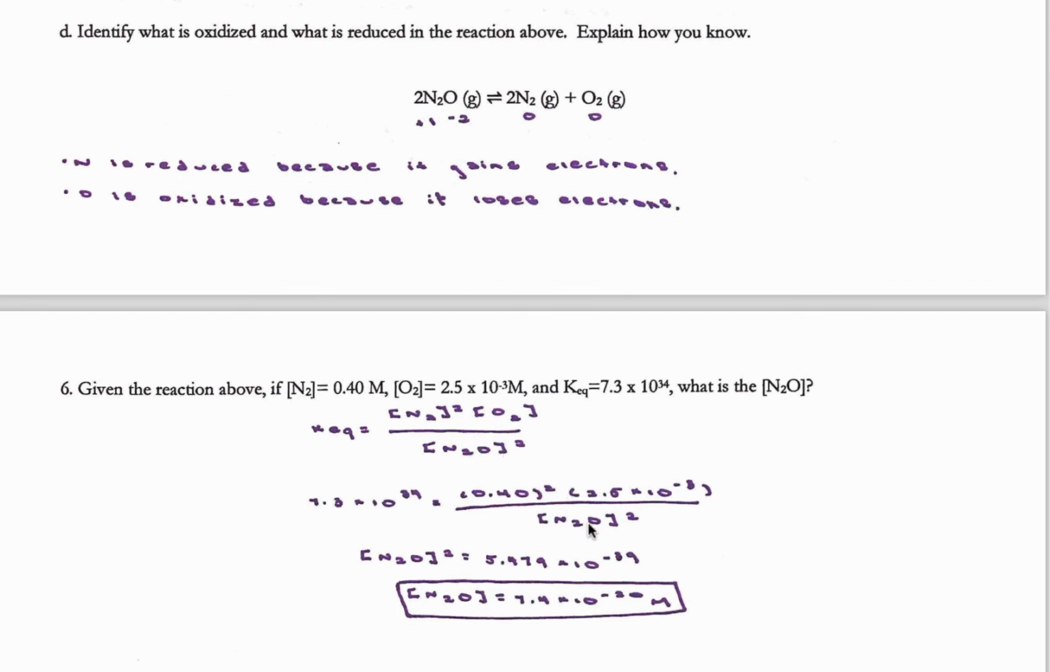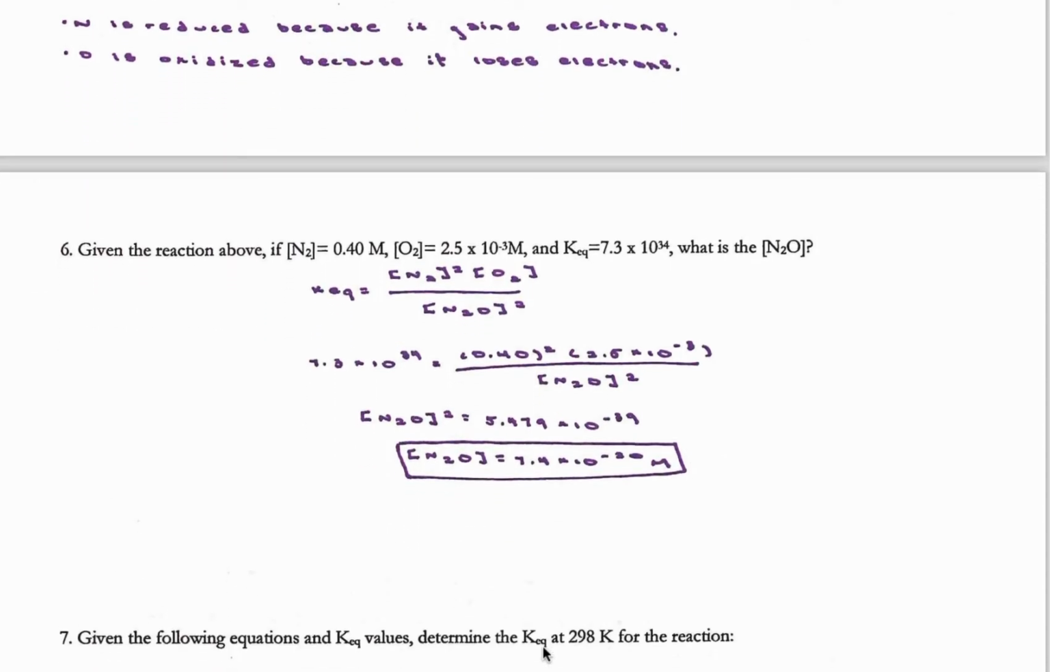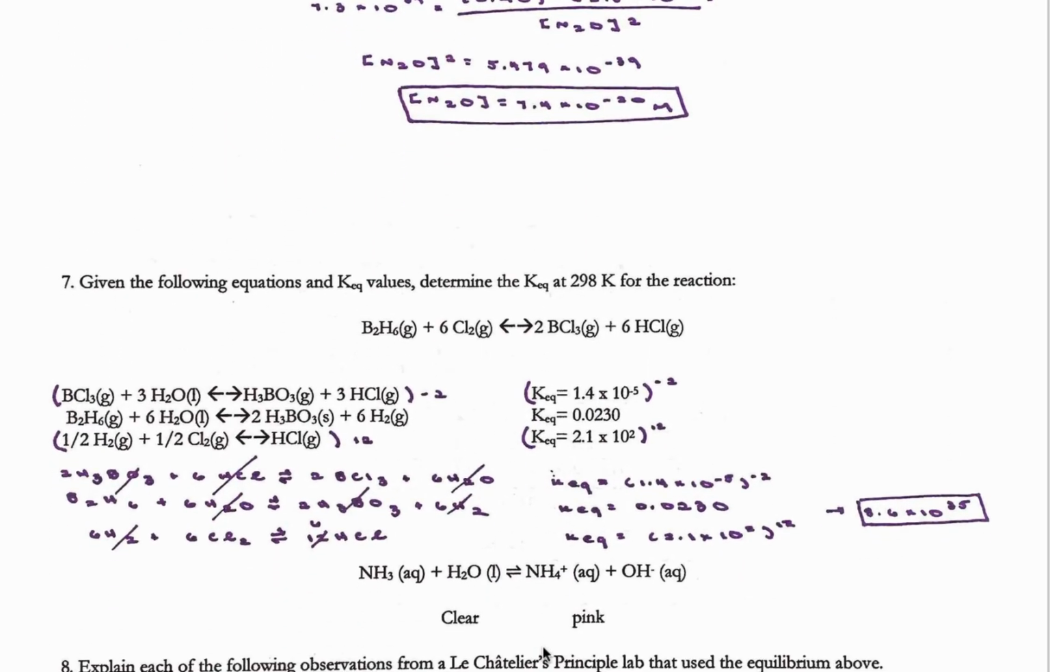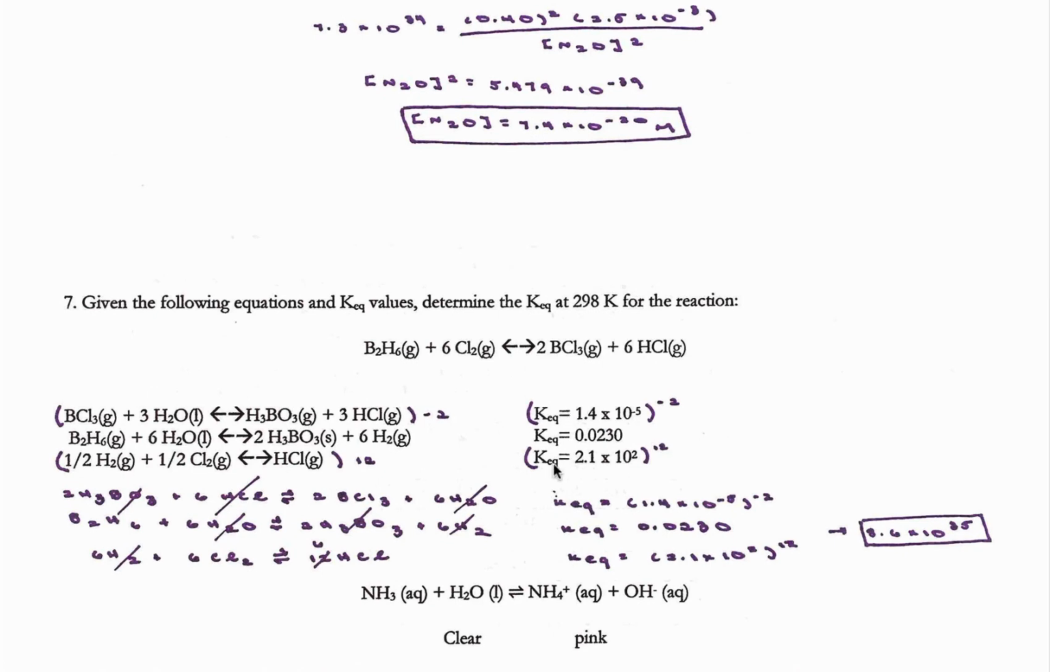I plug in my values. Do make sure you should be cross-multiplying, so 7.3 times 10 to the 34th times my concentration of NO2 squared. And then you can divide both sides by your 7.3 times 10 to the 34th. I showed what I got for the concentration of N2O squared. I then now need to square root that, and I get the concentration of N2O is 7.4 times 10 to the -30th.